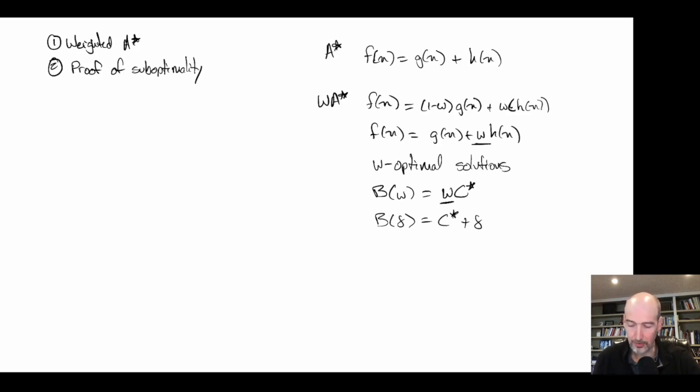And so that was an early textbook that covers a lot of the approaches you can use for heuristic search, and a lot of the proofs of those. Okay, so this is weighted A star.